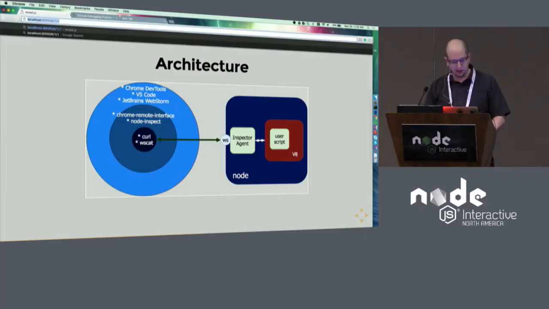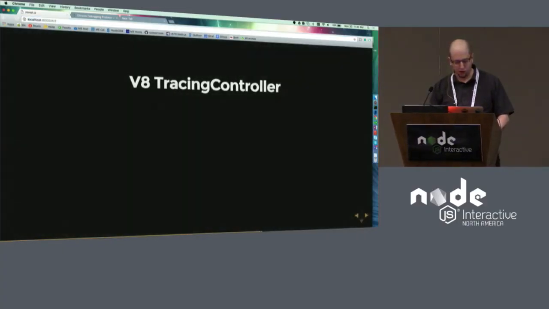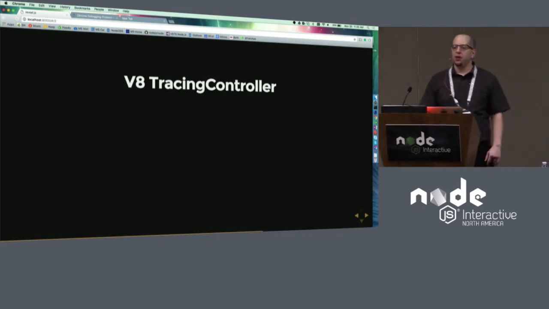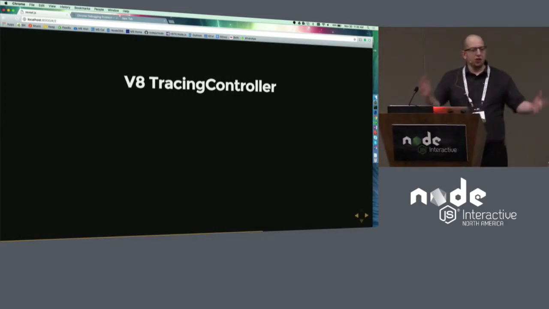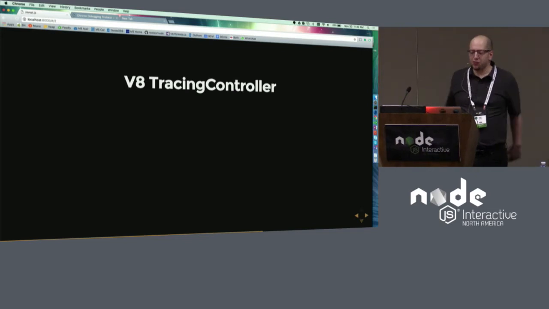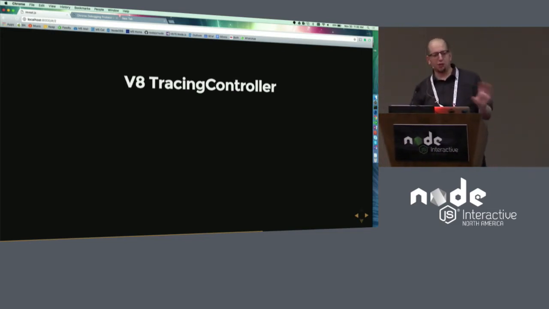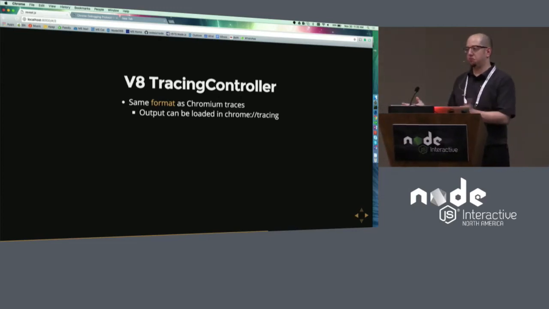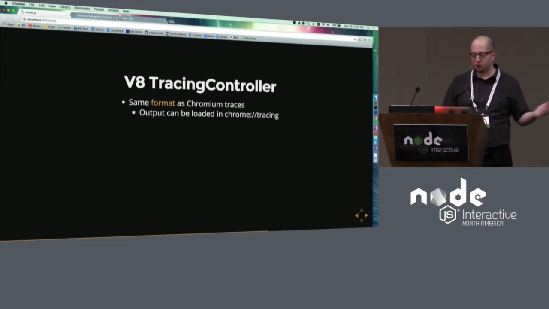Okay, so with that, let's move on to the tracing controller. Matt Loring and other folks from V8 that I think are in this room did a lot of work on this, and I hope that I represent it decently well. Right now it's a PR. Here are some things about it. First of all, it's the same format as the traces that you can get out of Chromium if you go to chrome://tracing and start recording a trace. So it can be read, for example, in Chrome tracing.